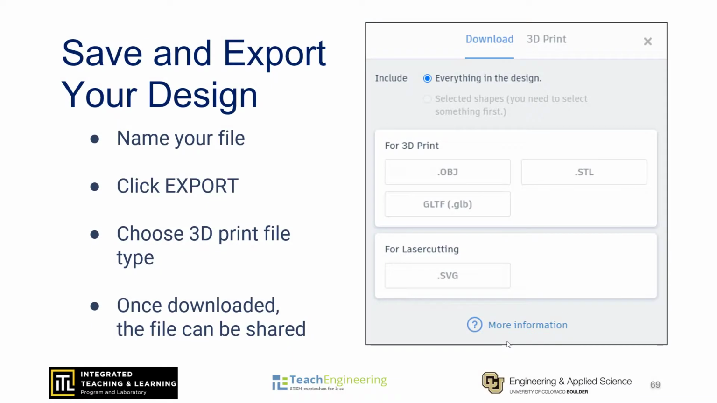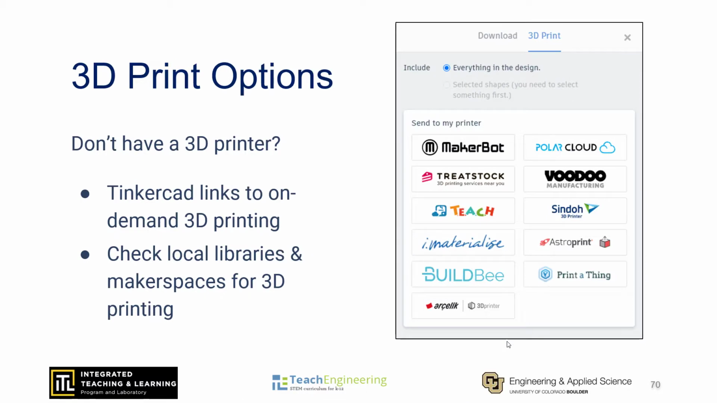You can then save and export your design. You can rename it and export it to the 3D print option that works for you, or save it as a laser cutting file. Once it's downloaded, you can share your file. If you don't have a 3D printer, TinkerCAD has links to on-demand 3D printing that you can share your file to and get your project printed and shipped to you. You can also check your local library and makerspace for 3D printing options.